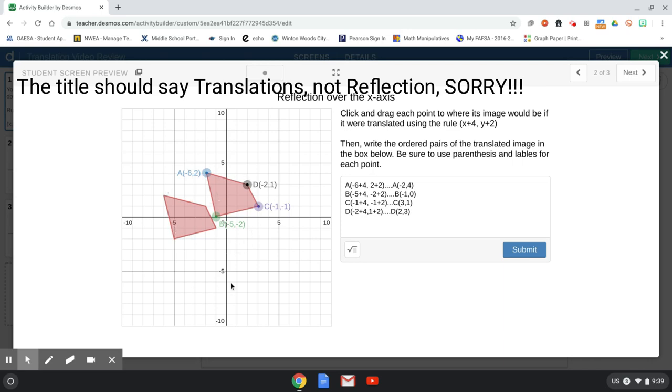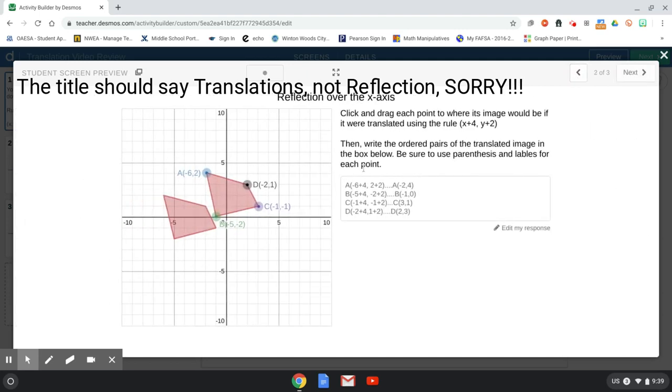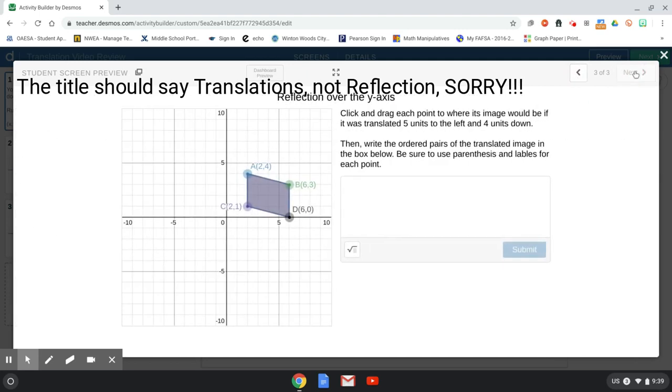So here is what my answer would be. Then you would click submit and you would go to the next question after you take your screenshot. So you can submit it in Echo.